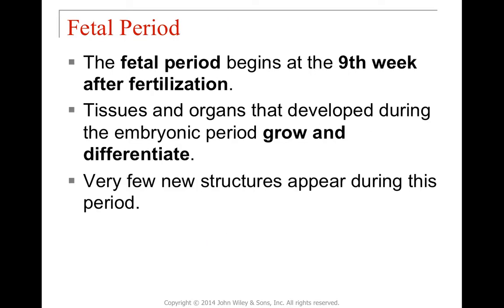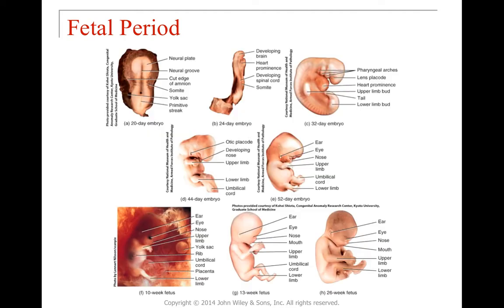From this point on, we're basically going to be undergoing a lot of growth and differentiation. So we're not going to be making a lot of new structures until much later. The next structures that we're going to be making are things like fingernails and eyelashes, etc. So very few new structures are going to appear up until much later on. During this time, we're basically just undergoing a lot of growth and differentiation from 9 weeks on.